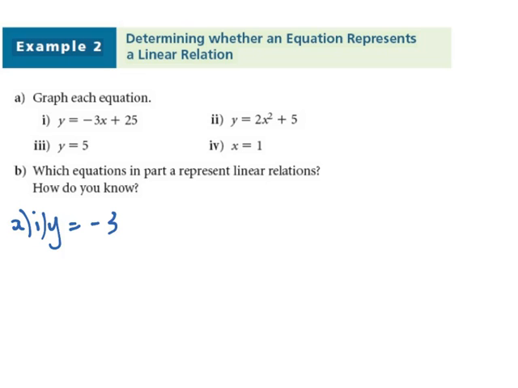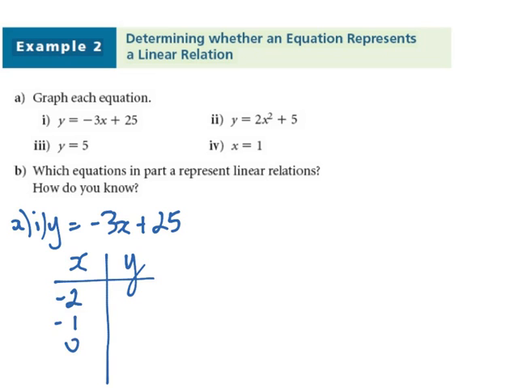y is equal to negative 3x plus 25. The way we graph it is by setting up a table of values. The first thing we'll set up is an x and y table, and we pick arbitrary values of x. Usually we start with negative 2, and we go with negative 1, 0, 1, and 2. Then how do we know the values of y? Well, we plug these values into our equation.